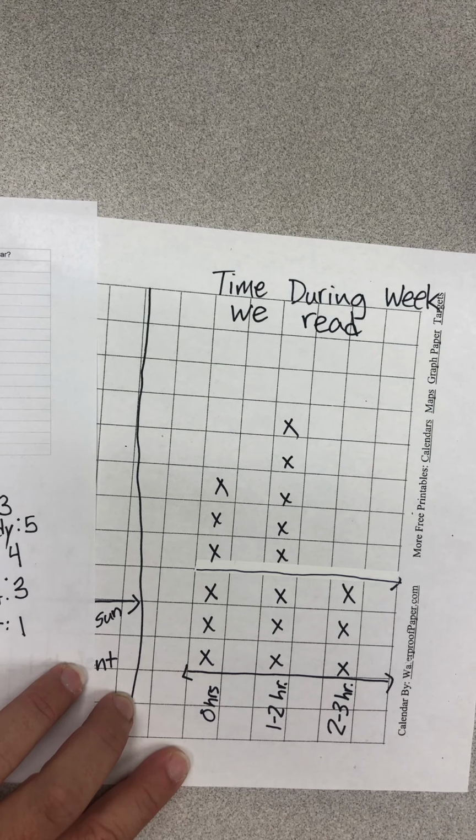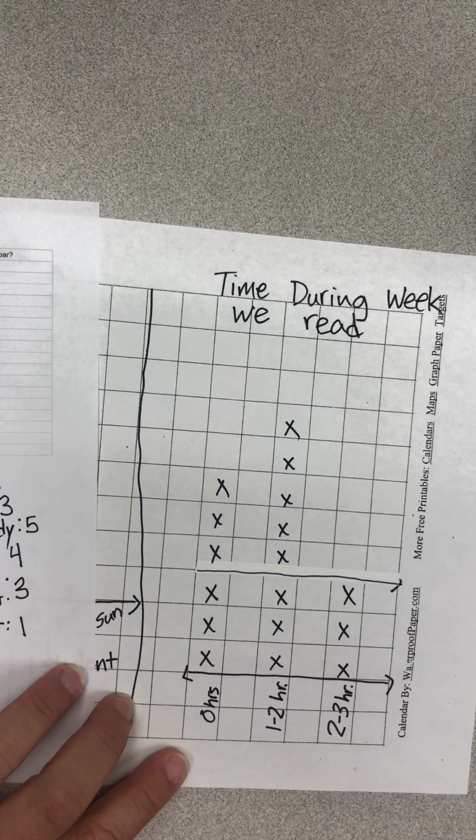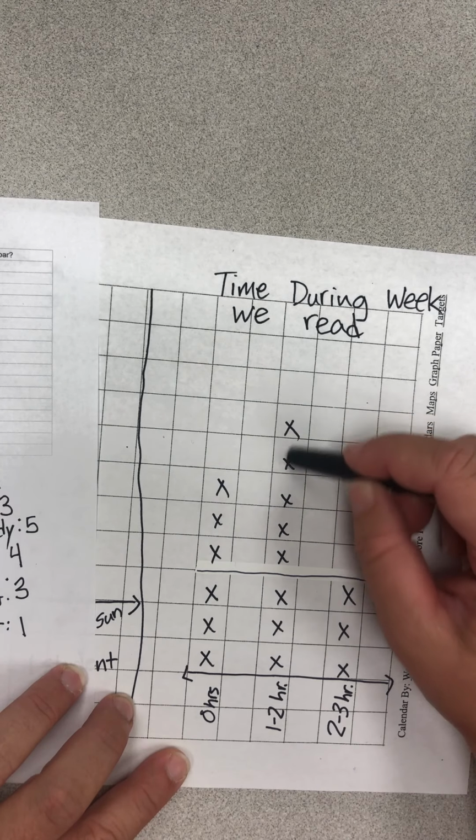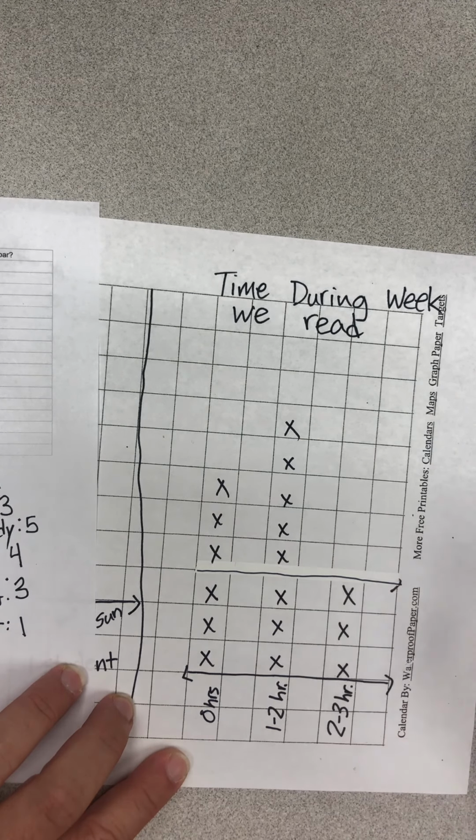So a question that you may see is, what is the difference between the amount of people that read the most in the week and the amount of people that read the least amount of time in the week? So then it would be 8 minus 3, which would be 5 people. All right, so I'm going to move on to my bar graph.